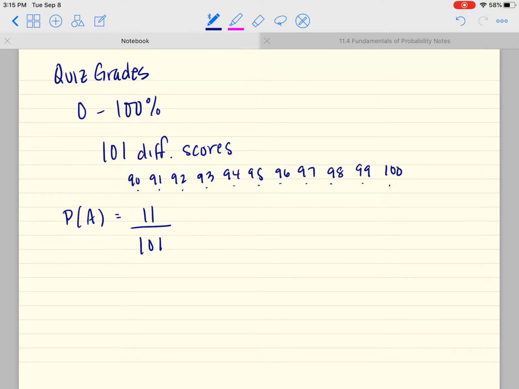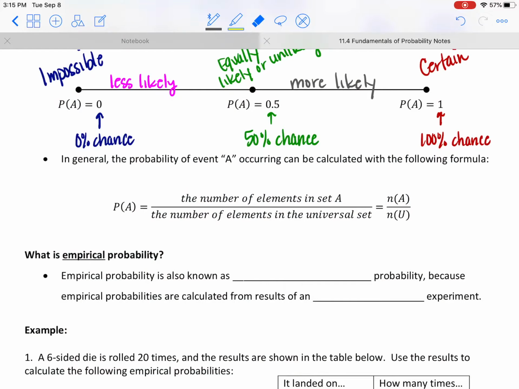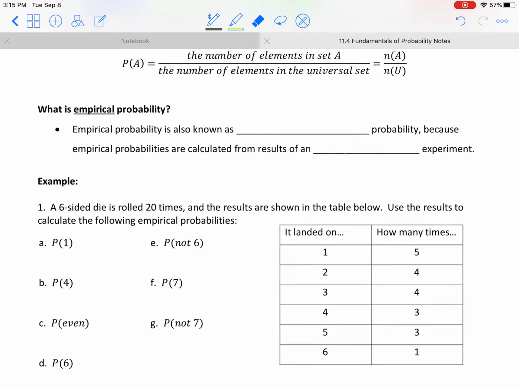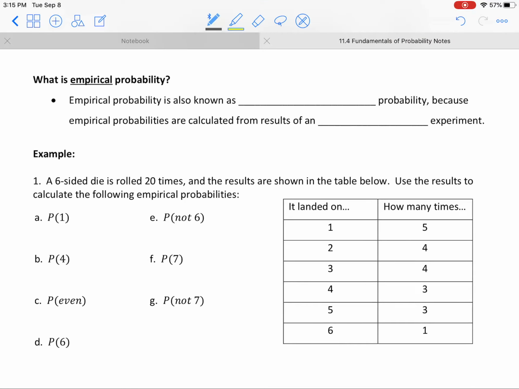So when we calculate our probability, do we calculate the probability based on, in theory, what should happen? Or do we base it on our own particular results, our own circumstances? Well, we can actually do both, and that's why we're going to distinguish between two types of probabilities, okay? So one of the types of probabilities is what we call empirical probability. Empirical probability is also called experimental probability.